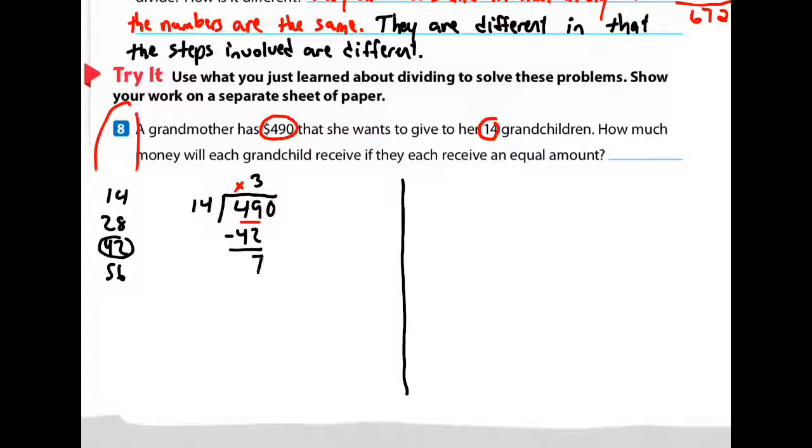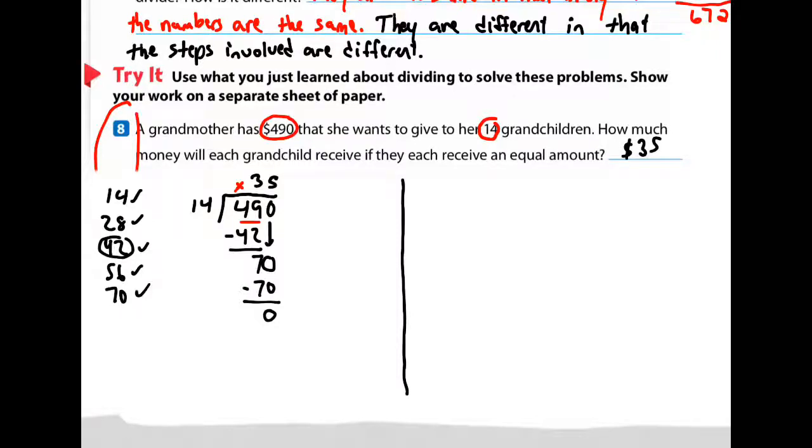Subtract, I get 7. Now remember, that's not 7 ones, that's 7 tens. Bring down the 0, so now I have 70 ones. Now how many times does 14 go into 70? Let me continue my list. So 56, one more is 70. So it's 1, 2, 3, 4, 5 times, which is 70. Subtract 0. So how much will each grandchild receive? Each grandchild will receive $35.